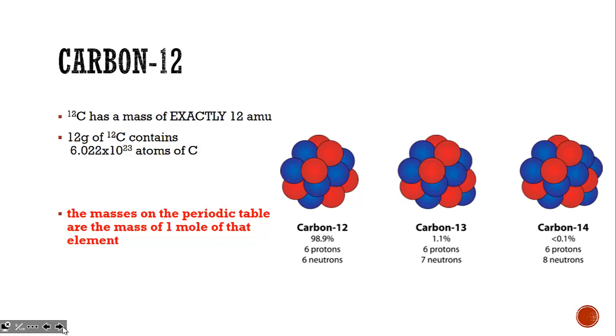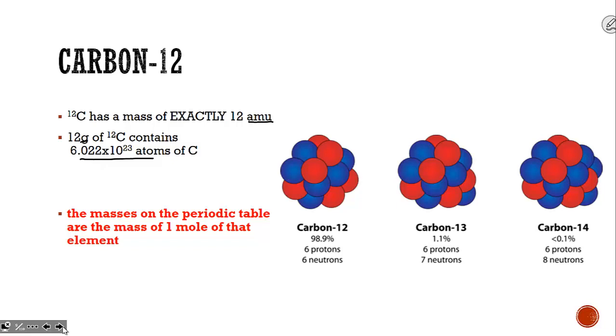And if you had 12 grams of carbon-12, how many atoms was that? Well, that's where this 6.022 times 10 to the 23rd comes from. 12 grams of carbon-12 contains 6 sextillion atoms, and it's the basis for our mole. So the masses on the periodic table can be seen as atomic mass units, but they can also be seen as the number of grams in 1 mole.